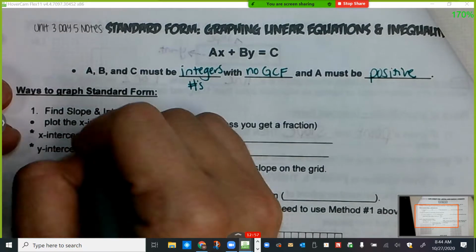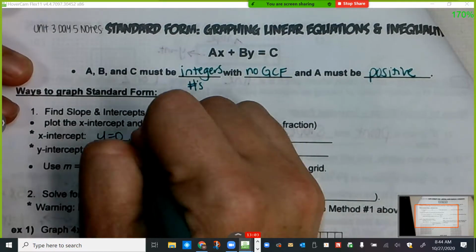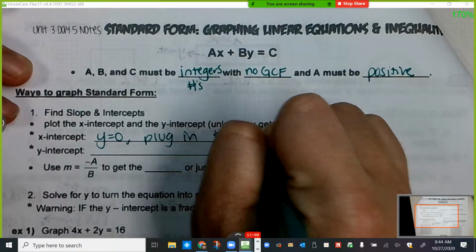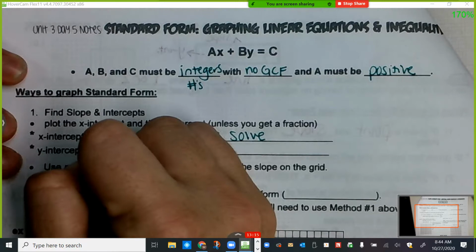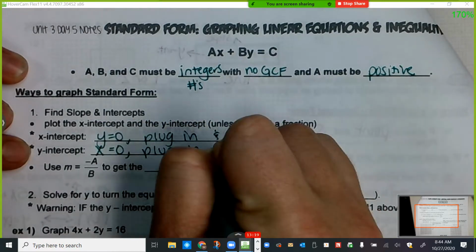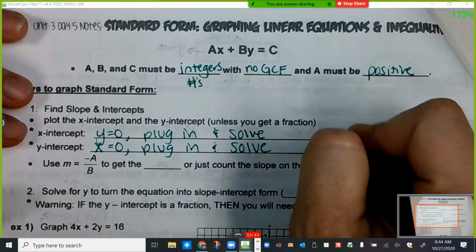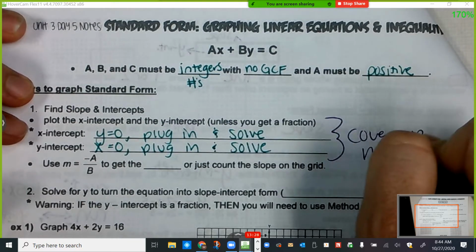So x-intercepts, isn't y equals 0 for an x-intercept? Right? So plug it in and solve. And guess what it's going to give you? Your x-intercept. X-intercepts are where y equals 0. And then y-intercepts are where x equals 0, so again, you'll plug in and solve. We also call this the cover-up method, and I'll show you why in just a second.